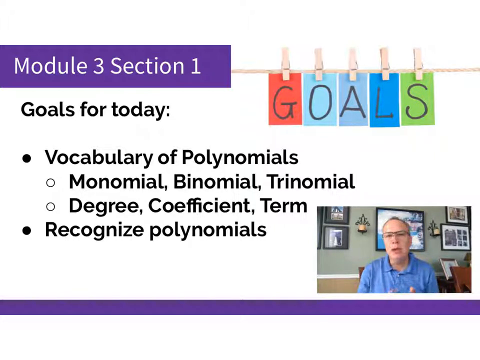For example, a monomial, what is that? A binomial, a trinomial. We're going to also define some other vocabulary words: degree, coefficient, term, and leading coefficient, leading term. And we're going to also recognize when we have a polynomial and when it is not a polynomial. So let's get right to our first slide.